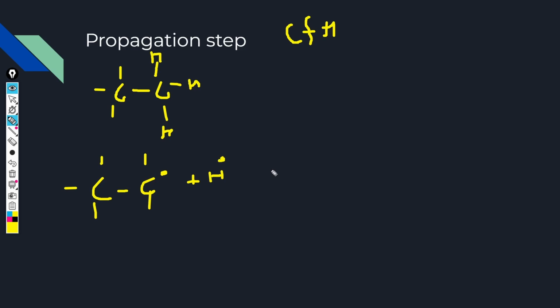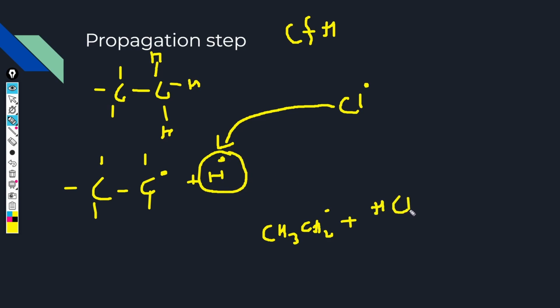Now, what about the initiation step? There are chlorine free radicals present in the system also. Free radicals are very reactive, and they like to react with each other. So this chlorine free radical will react with the hydrogen free radical. We would have a CH3CH2 radical, plus this hydrogen reacting to form HCl. This is one of the products formed in the reaction; it is the by-product.